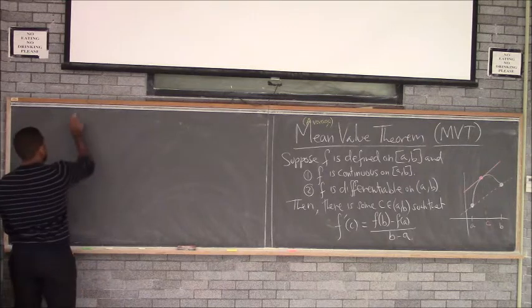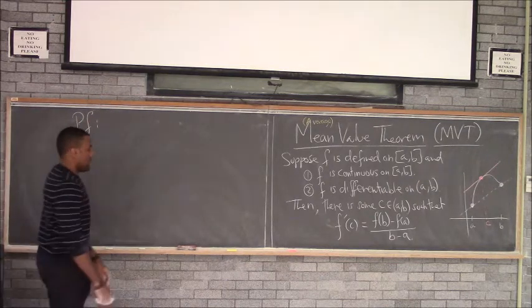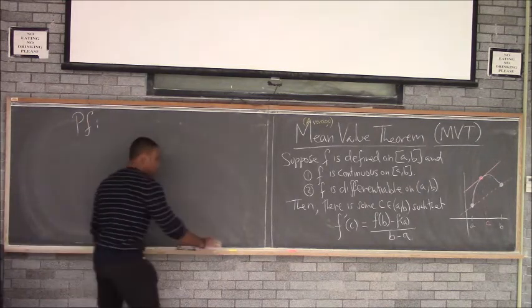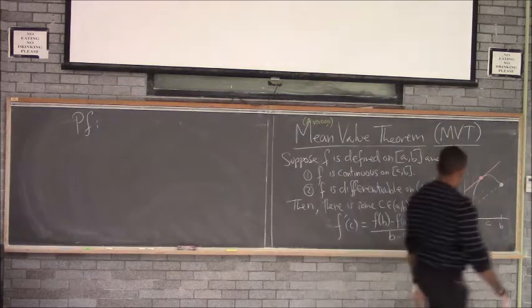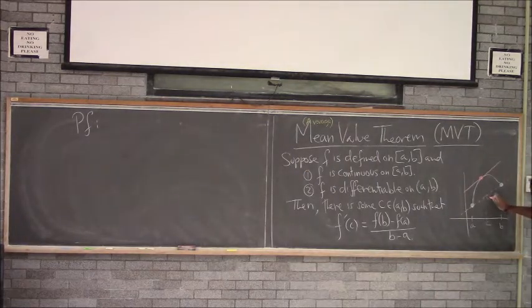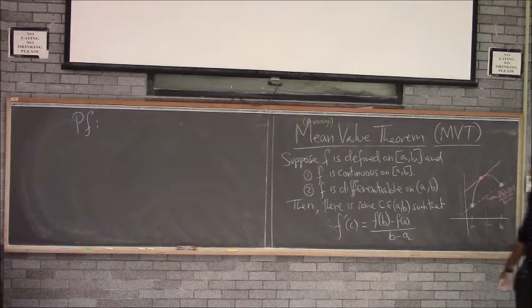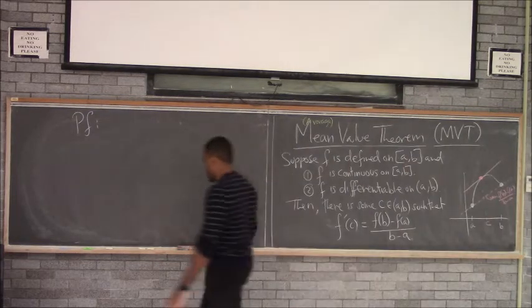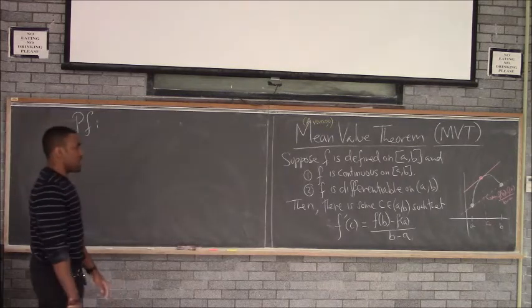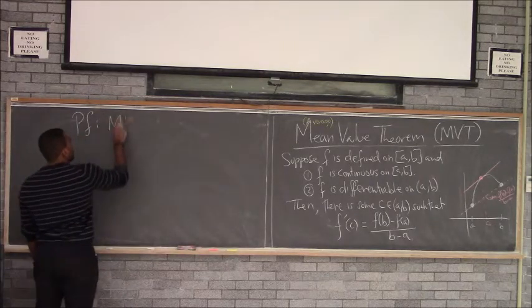Let's prove it. Here's what I'm going to do. I actually know what the slope of this thing is. The slope here is going to be f of b minus f of a over b minus a. The line crossing through that, therefore, I can think of a line passing through, say, this point, and I'm going to use that to kind of get a function. I'm going to compare f, proof of the MVT.